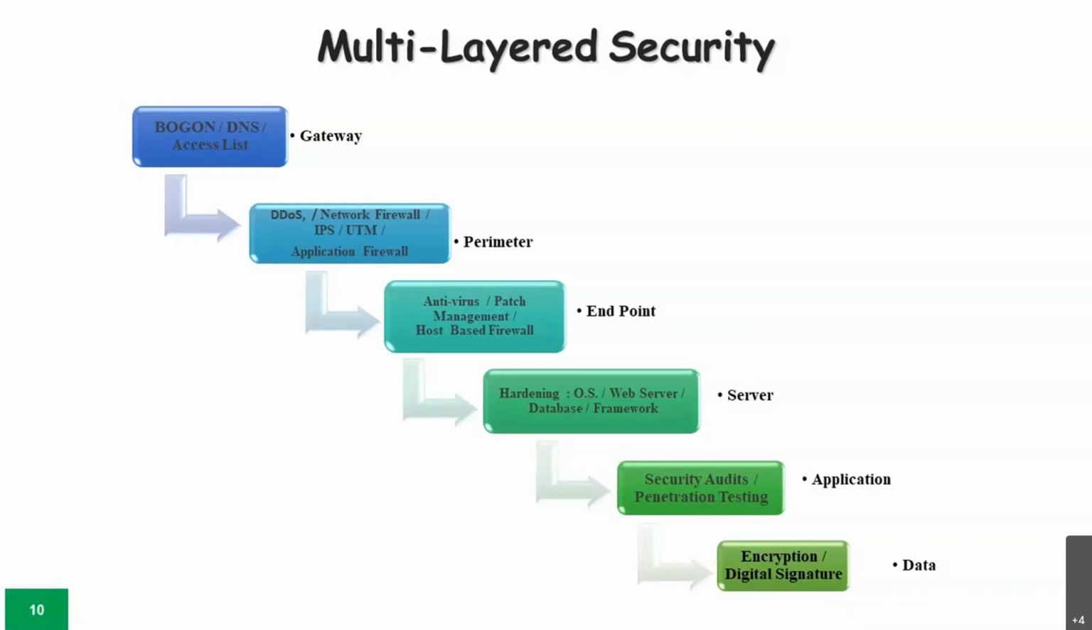Here is endpoint security. Endpoint security is antivirus, patch management, host-based firewall. After that, servers: web server, data server, OS server. After this, application security. It includes penetration testing, security audits. Then the actual data. Here we provide security in terms of encryption, decryption, or by using a digital signature.